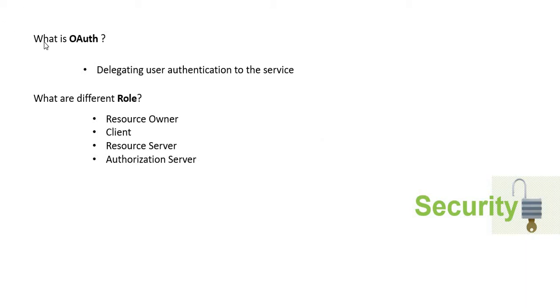Finally, we are here to see what is OAuth and how OAuth works. Let's start with what is OAuth. OAuth is an authorization framework that enables applications to obtain limited access to user accounts. It works by delegating user authentication to the service that hosts the user account, and authorizing third-party applications to access the user account. OAuth 2 provides authorization flows for web and desktop applications, and mobile devices.